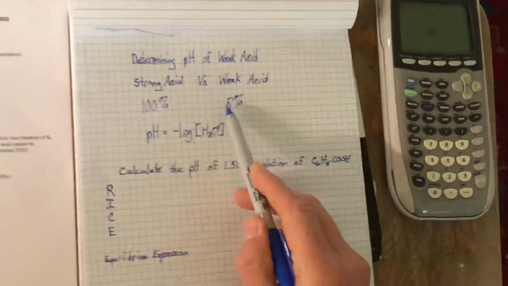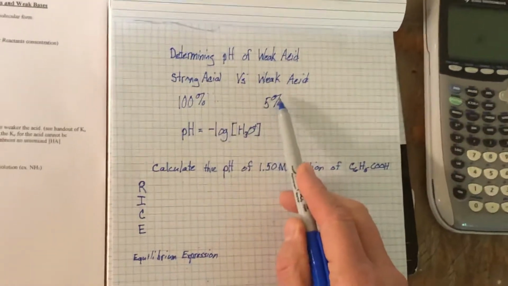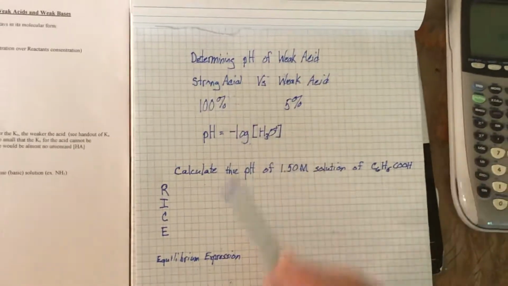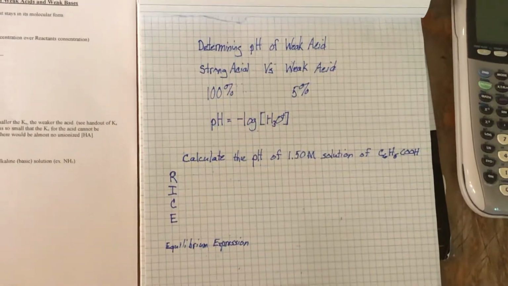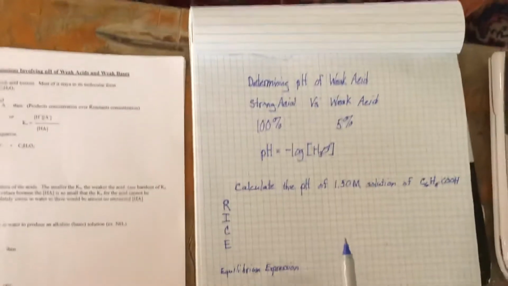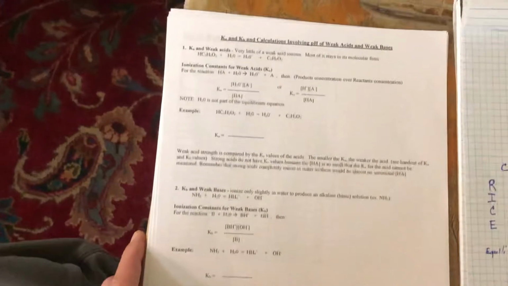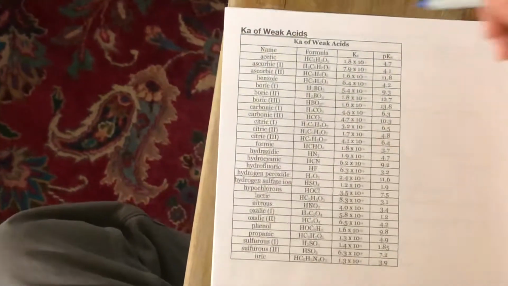So based on the percentage of ionization, how much it dissolves, we have to determine how many actual hydrogen ions are in the solution that will contribute to the pH. In order to do this, I have a note set for you. The first part of it talks just about determining the equilibrium expression. The second page is going to be a table that gives you the Ka values. And then finally, the third page is going to be how you actually calculate it.